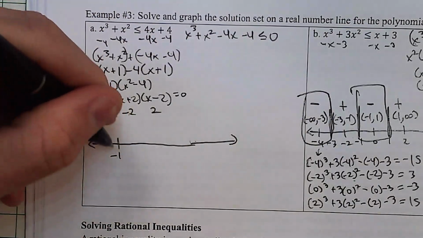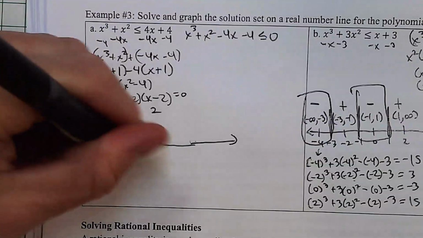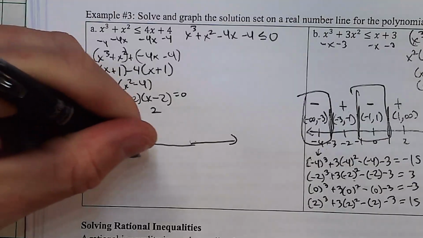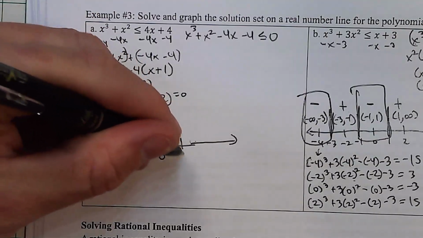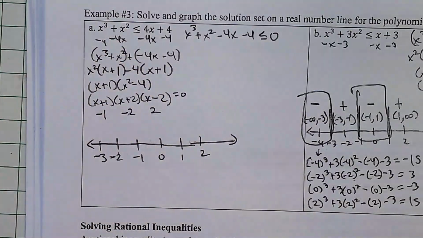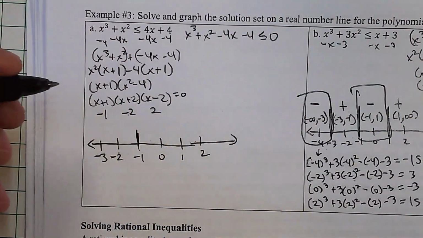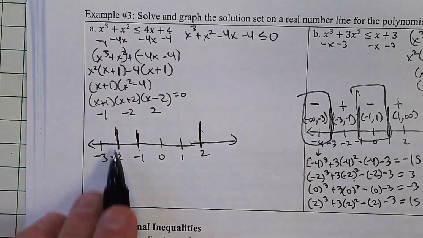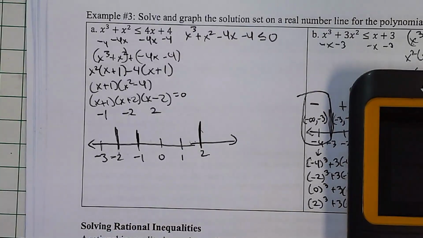So negative 1, or negative, oh, dang it. Let's do negative 3, negative 2, negative 1, 0, 1, 2. Negative 1 is a boundary point, negative 2 is a boundary point, and 2 is a boundary point. So we've got 3 boundary points and 4 intervals.